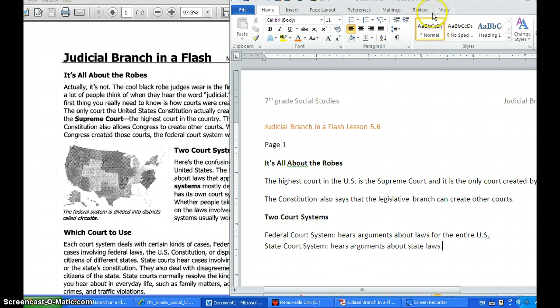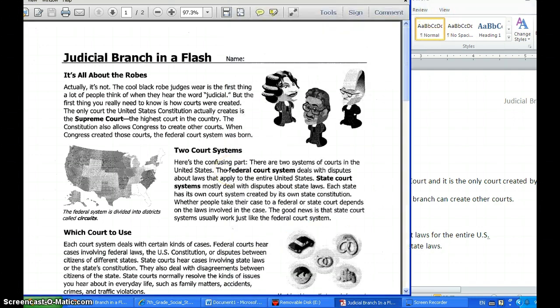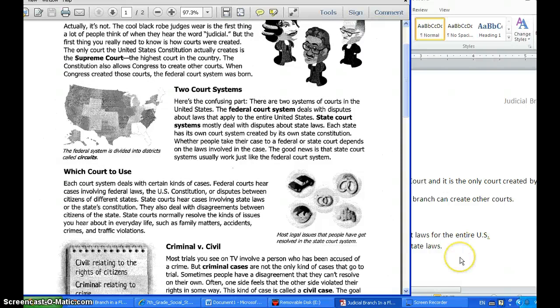Okay, so those are the two court systems, and I want you to just take a moment, read through the paragraph, and see if there's anything else that's important that we need to make note of. Okay, so now that you took a look at the rest of the reading, there's one other important piece of information that we can get from this paragraph. And it's this sentence here. The good news is that state court systems usually work just like the federal court system.